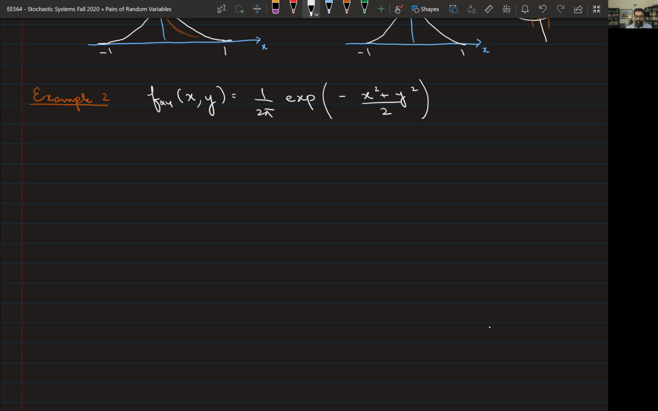But without really knowing what this PDF is, what the joint PDF is, we just want to apply the concepts that we've learned already, right? So given this PDF, what you're required to find is the probability that (x, y) lie inside a unit circle.